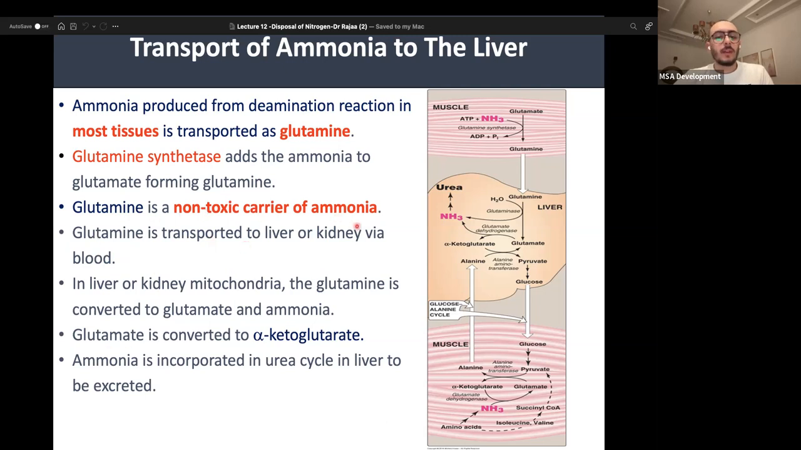Okay, then it will go to the kidneys. It's basically liver and kidney, so I'm focusing on the kidney because ammonia is secreted through urine. But in the kidneys, glutamine will be converted to glutamate again, and ammonia. Then ammonia will be gotten rid of, and glutamate will be converted to alpha ketoglutarate, and ammonia will be excreted or gotten rid of through the urea cycle. This is basically the whole slide.